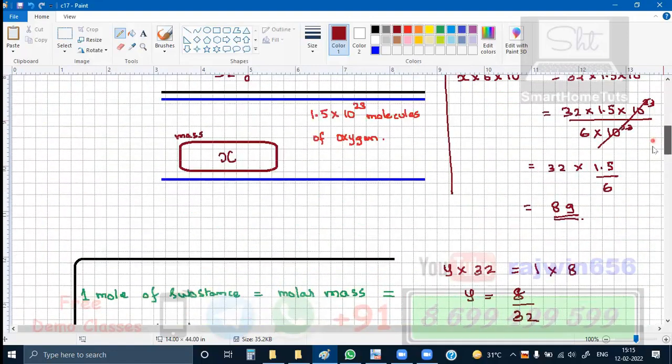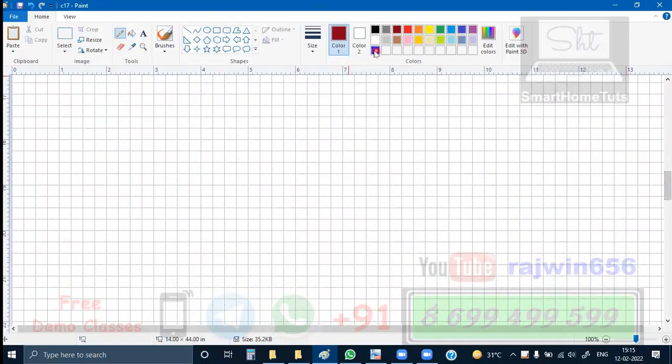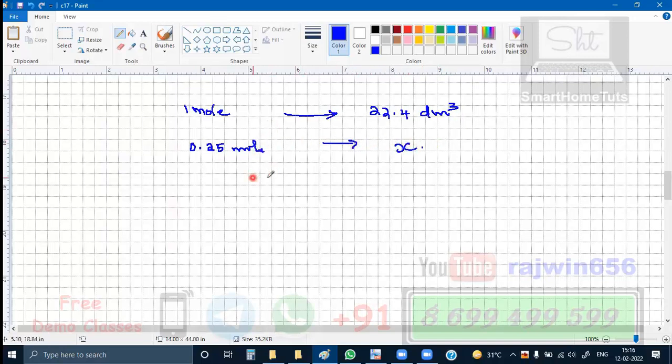So this is the next part of the calculation. 1 mole is going to be 22.4 dm cube. Just now we calculated number of moles, 0.25 moles will be how much? I'll take this as x into 1 is equal to 0.25 multiplied by 22.4. On calculation, this is going to become 5.6 dm cube of oxygen, which is O2.